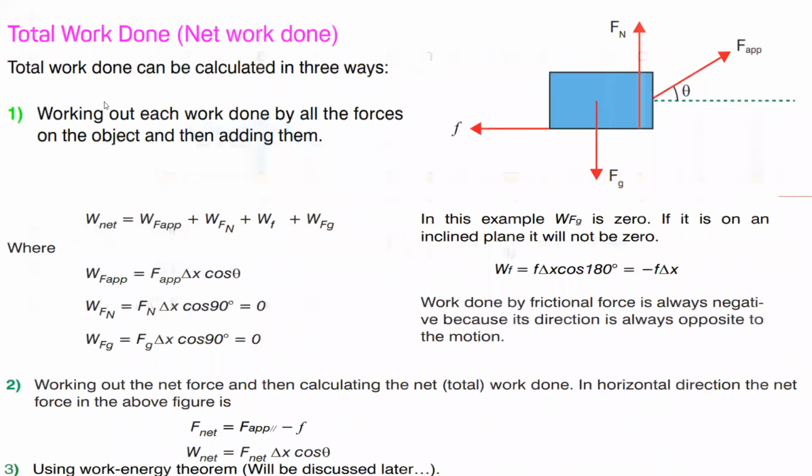Okay, so total work done, net work. So we are going to the work energy theorem and other things now. You have these forces. Okay, so let's try to get net work for each force. Work done by applied force plus work done by normal force plus work done by friction force plus work done by gravitational force. Work done by normal force and work done by gravitational force will be 0.